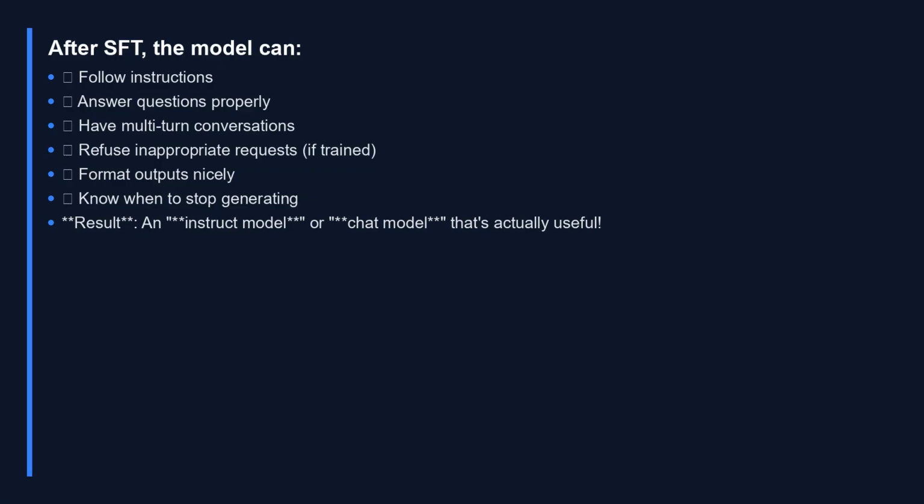It follows instructions. It answers questions with appropriate structure. It handles multi-turn conversations. It knows when to stop generating. It can refuse inappropriate requests if those refusals were included in training. The result is what gets called an instruct model or chat model, the kind of model you actually interact with when you use ChatGPT or Claude. And critically, this is the phase you'll be doing most of in this course.